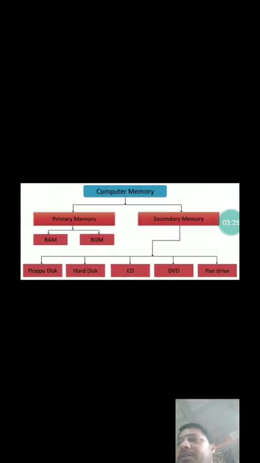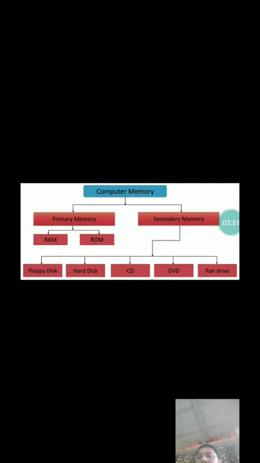Now we can see computer memory, or in other words, the types of computer memory. Computer memory is based on primary memory and secondary memory. The two types of computer memory are primary memory and secondary memory.